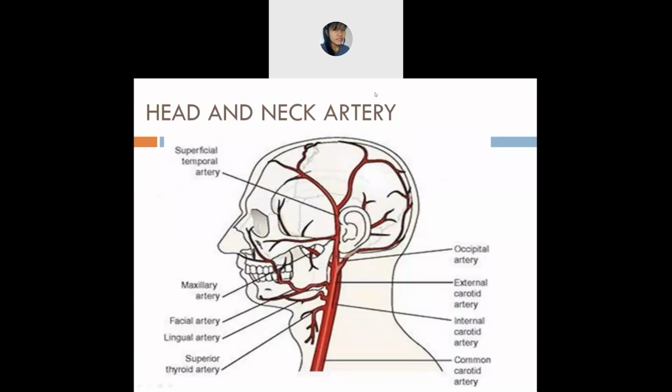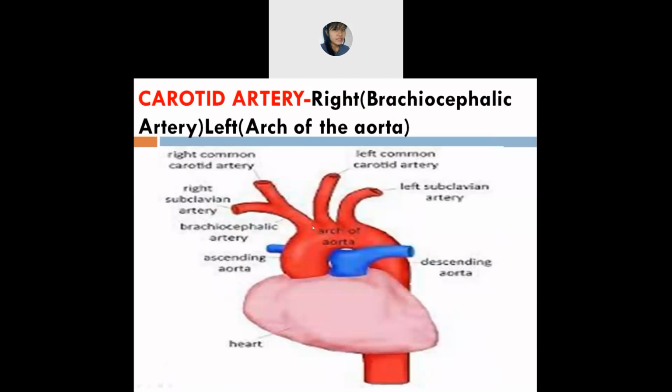Okay, the next question goes to Salam Girija Devi. Salam, can you hear me? Yes, ma'am. Okay, Salam, can you tell me, the left common carotid artery, where do they start from? They come directly from which? Arch of the aorta. Okay, good. So this is the arch of the aorta and the left common carotid artery is somewhere here. Okay, good.